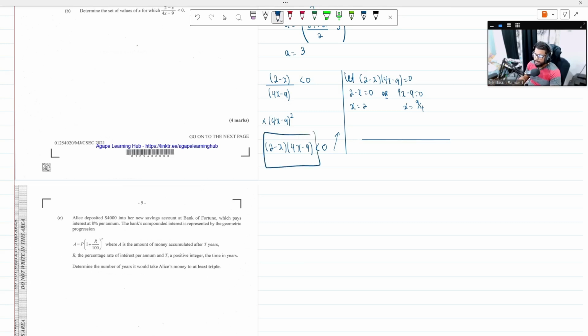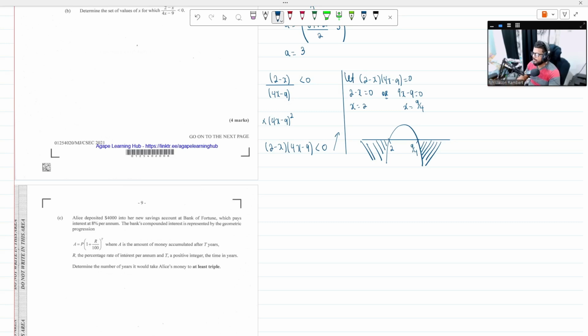Here, all I want to know is what is the coefficient of x squared. The x by the x gives me a negative, so minus x by 4x gives me minus 4x squared. So this curve looks like this. I'm going to put in my roots, which is what I just calculated. This is 2, and this is 9 over 4. I want to know where this is less than 0, which is under the x-axis. It's going to be here and here, which is the union of the two sets of values.